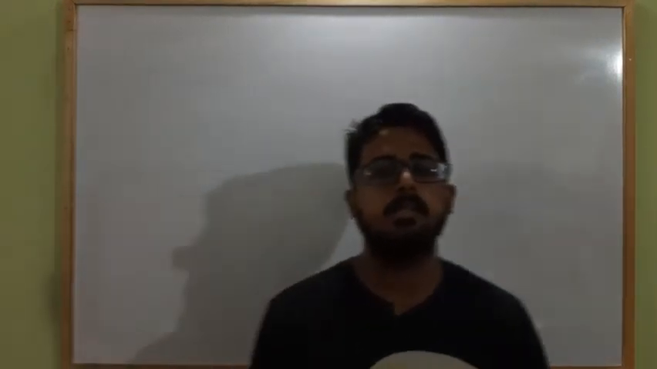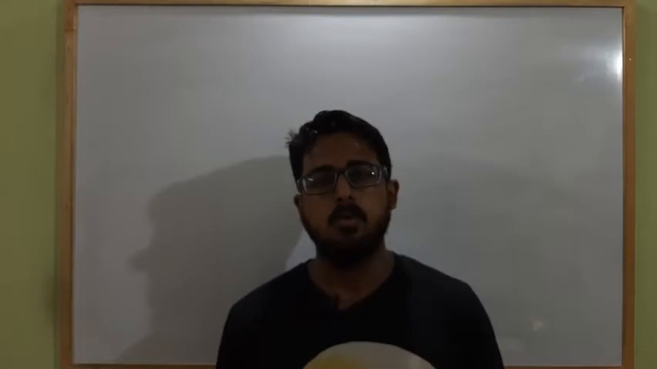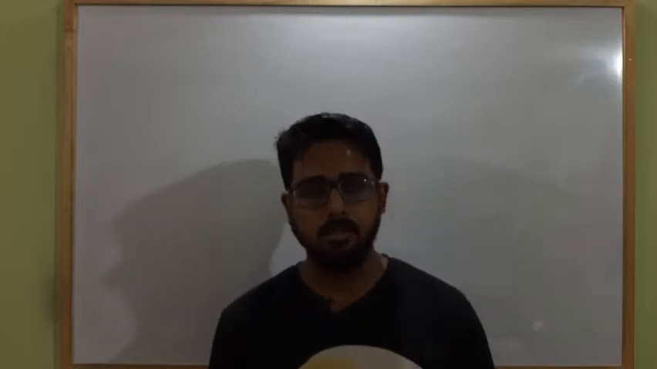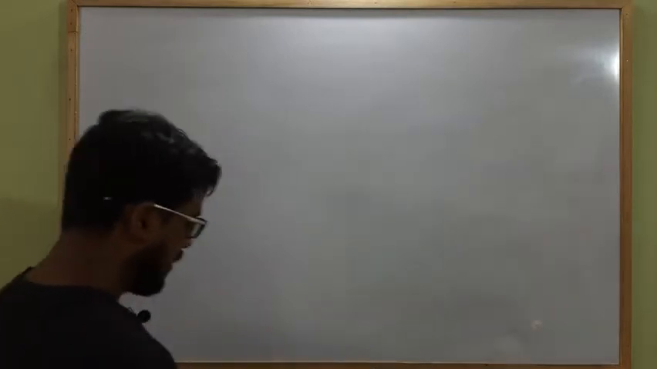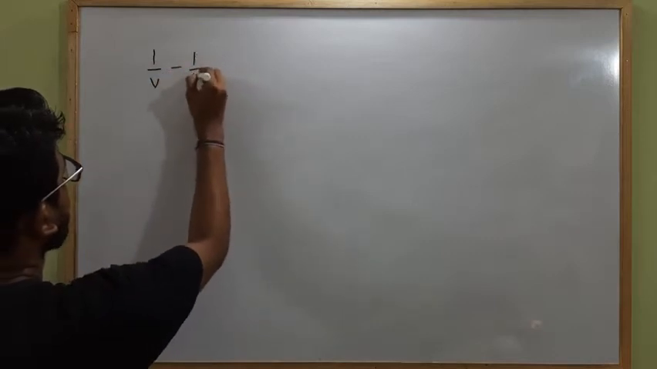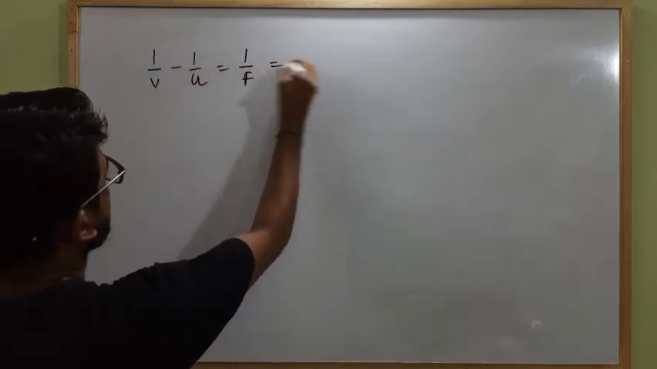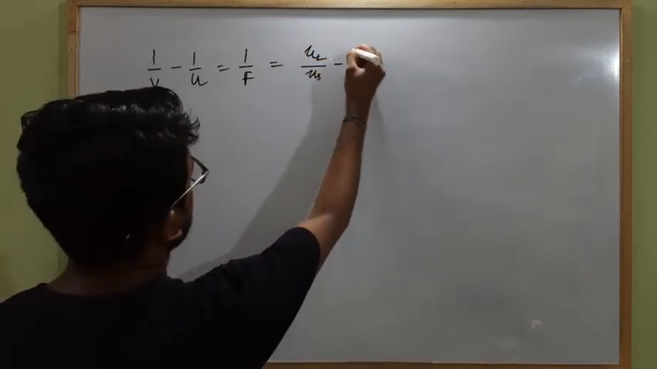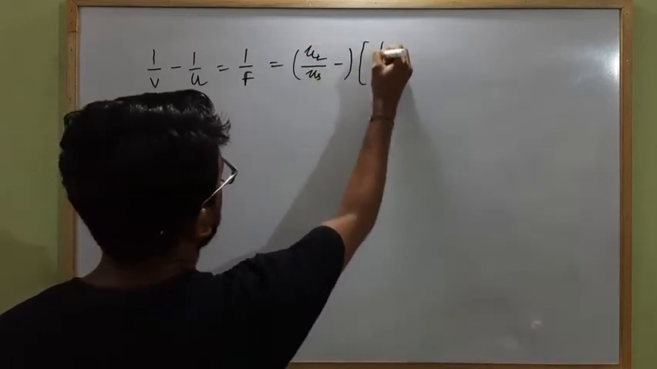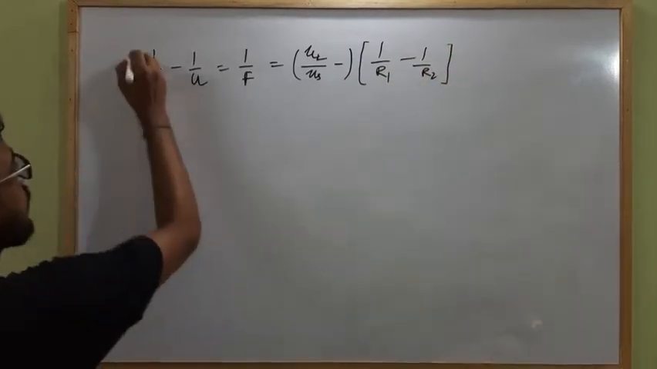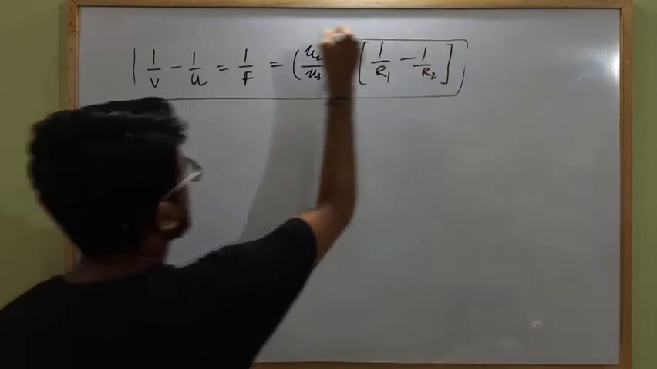Hello students, in last class we already studied what is a lens, different types of lenses and how to derive the lens maker formula for a thin lens. Clear? So we already studied that the lens maker formula for a thin lens is 1/v minus 1/u, which is equal to 1/f, which can be written as (refractive index of the lens divided by refractive index of the medium minus 1) whole into (1/R1 minus 1/R2). Clear? This is the given formula. We already derived it in the last class.